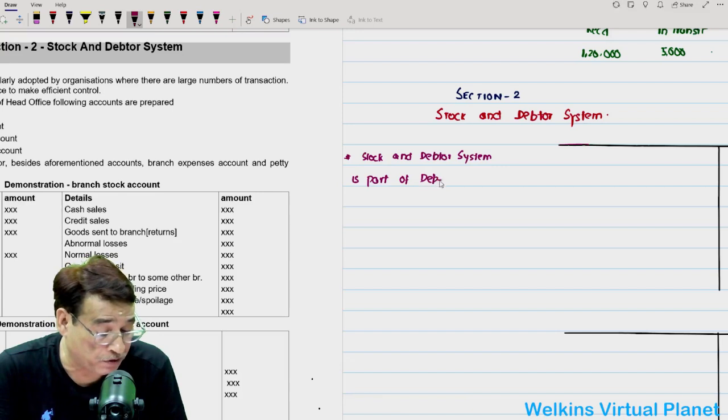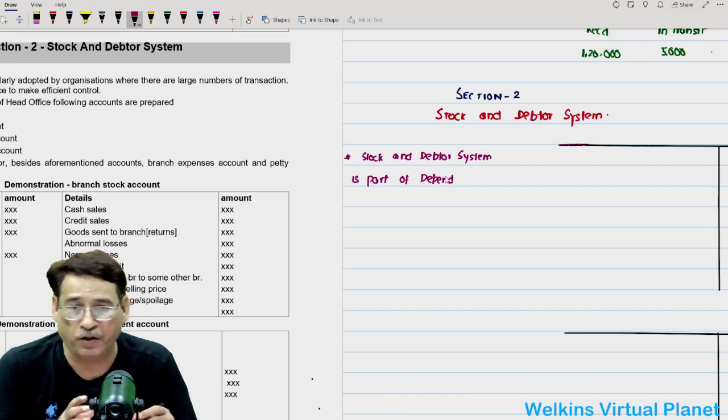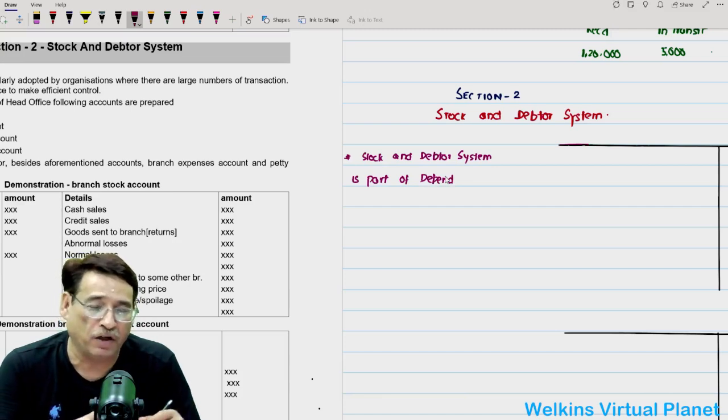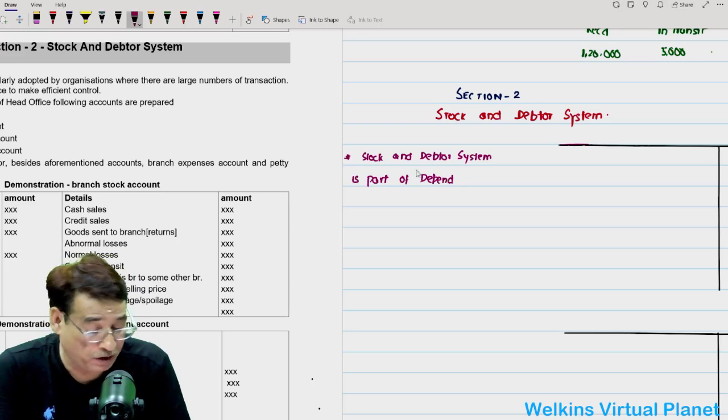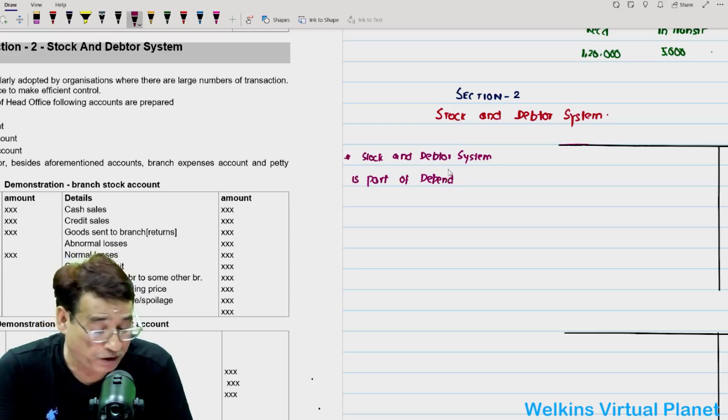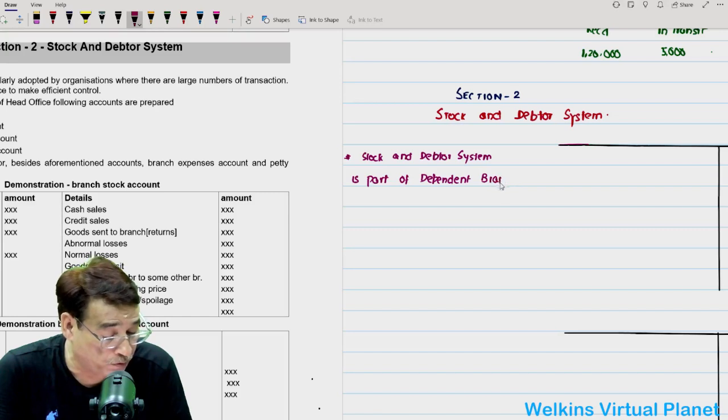Under dependent branches, I have already told you, we have different sorts of accounting systems, like the debtors system, stock and debtors system, wholesale branch system, and foreign branch system. So even the stock and debtors system relates to dependent branches. This is the first thing which you should know.